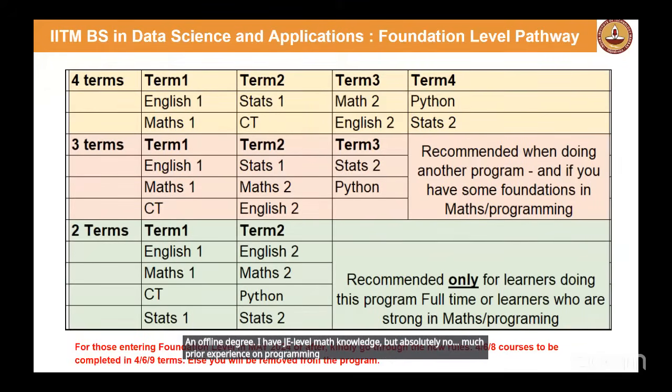Got it. So if you want to do it in the 2 terms pathway, then this is the only format available to you. I'm asking only which student, term. I will tell you, go for the 3 terms pathway. Okay. So even if I don't have programming background, will that be okay for me? See, programming background for completing the first 4 courses is not needed. Only for Python, your programming knowledge is needed, no?